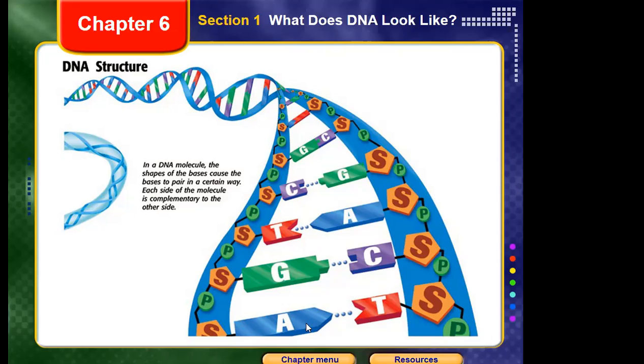Can you see the shape could fit here, or that shape could fit here? No. So it means that the rule is that A is always bonded to T and C is bonded to G. It's a rule based on the Chargaff results. So we call that the base pair rule. Base pair rule means always adenine is attached to thymine and cytosine is attached to guanine.